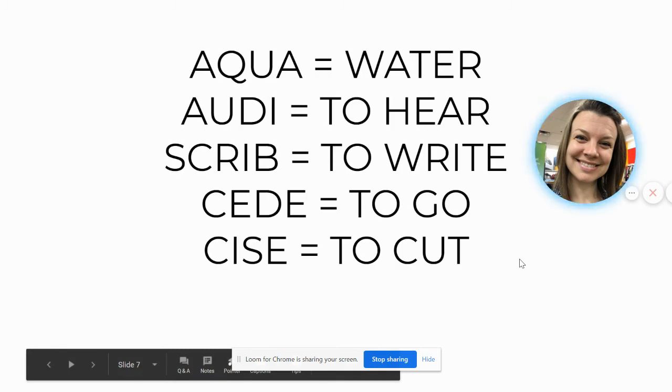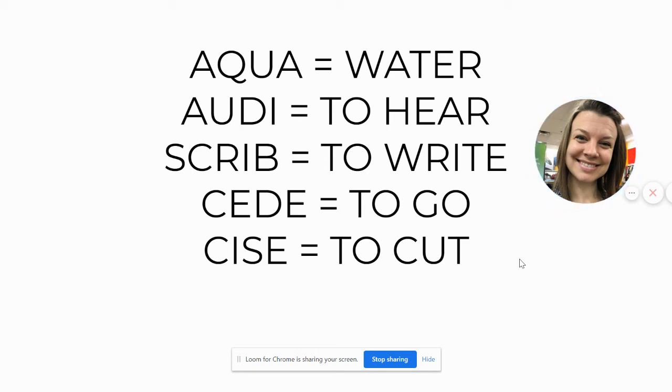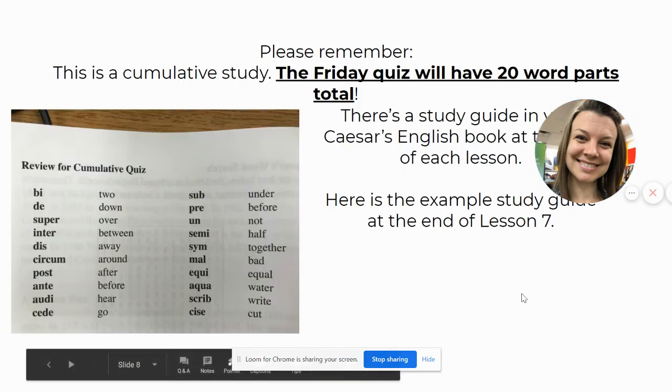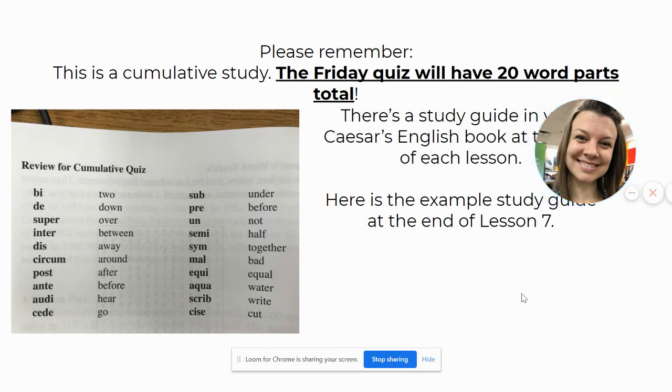So here are the 5 word parts that we are adding this week. Aqua means water. Audi means to hear. Scrib means to write. Cede means to go. Cise means to cut. You will find a study guide at the end of lesson 7 in your Caesar's English book. For me, this is on page 70. For you, it might be on or near page 70.